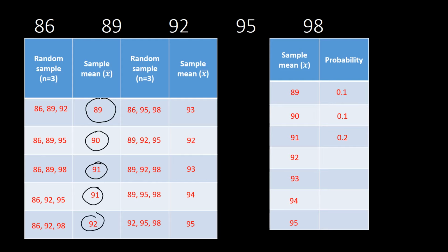And next one is 92. We have 1 and 2. That's going to be 2 out of 10. That's 0.2 as well. And we've got 93. We have 1, 2. That's 2 out of 10. We have 0.2. And 94, we only have 1. So that's 1/10. That's 0.1. And next one, we have 95, which is also 0.1. So we have our sampling distribution.